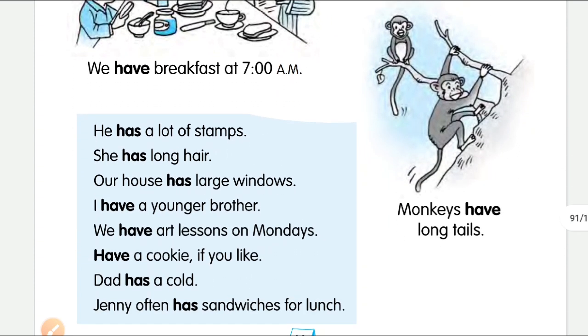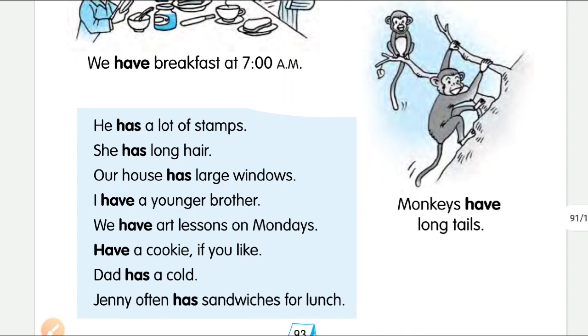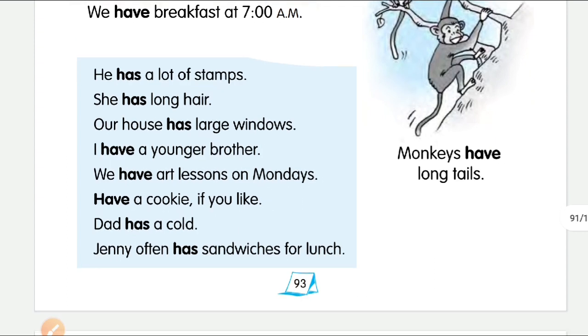He has. He is the third person singular number. He has a lot of stamps. She has long hair. Our house has large windows. I have a younger brother. Means after I, we, or you, we will use have. Make it clear: after I, we, and you, we will use have. But after he, she, and any objects, we use only has, because has is used for third person singular number, and he, she, or any boy.